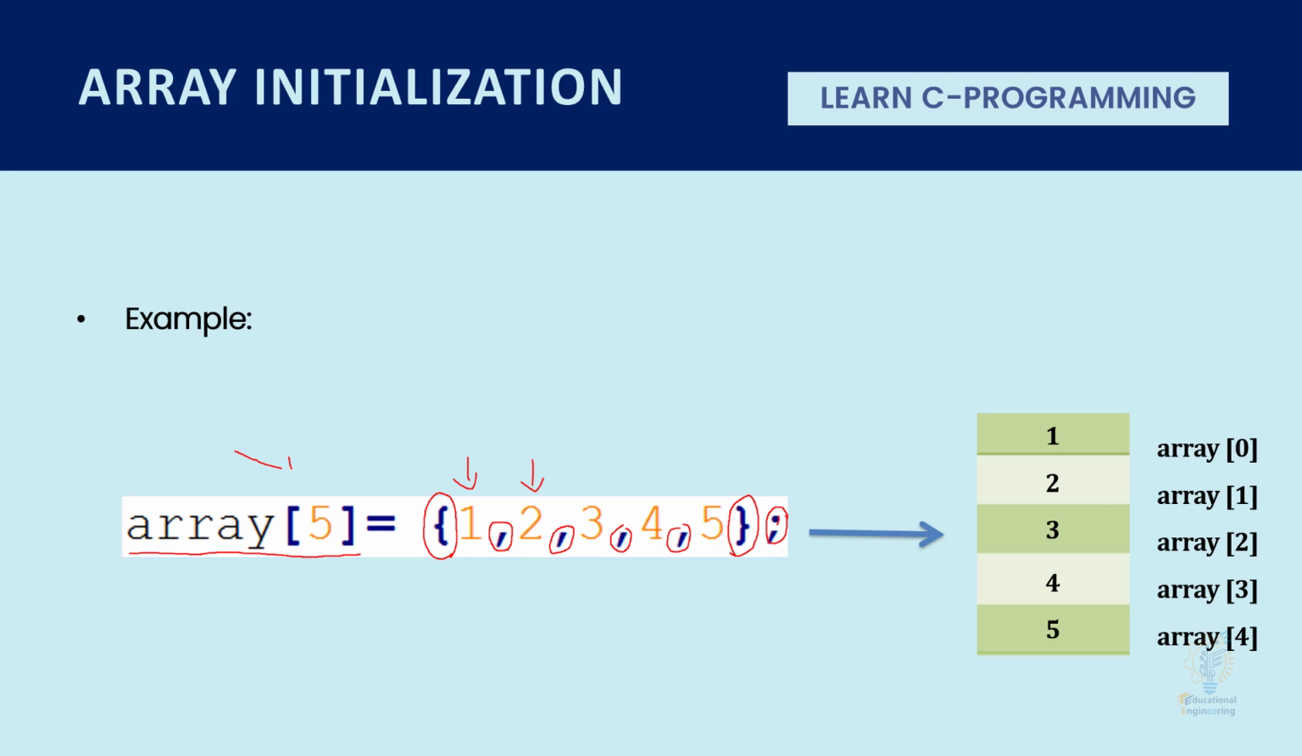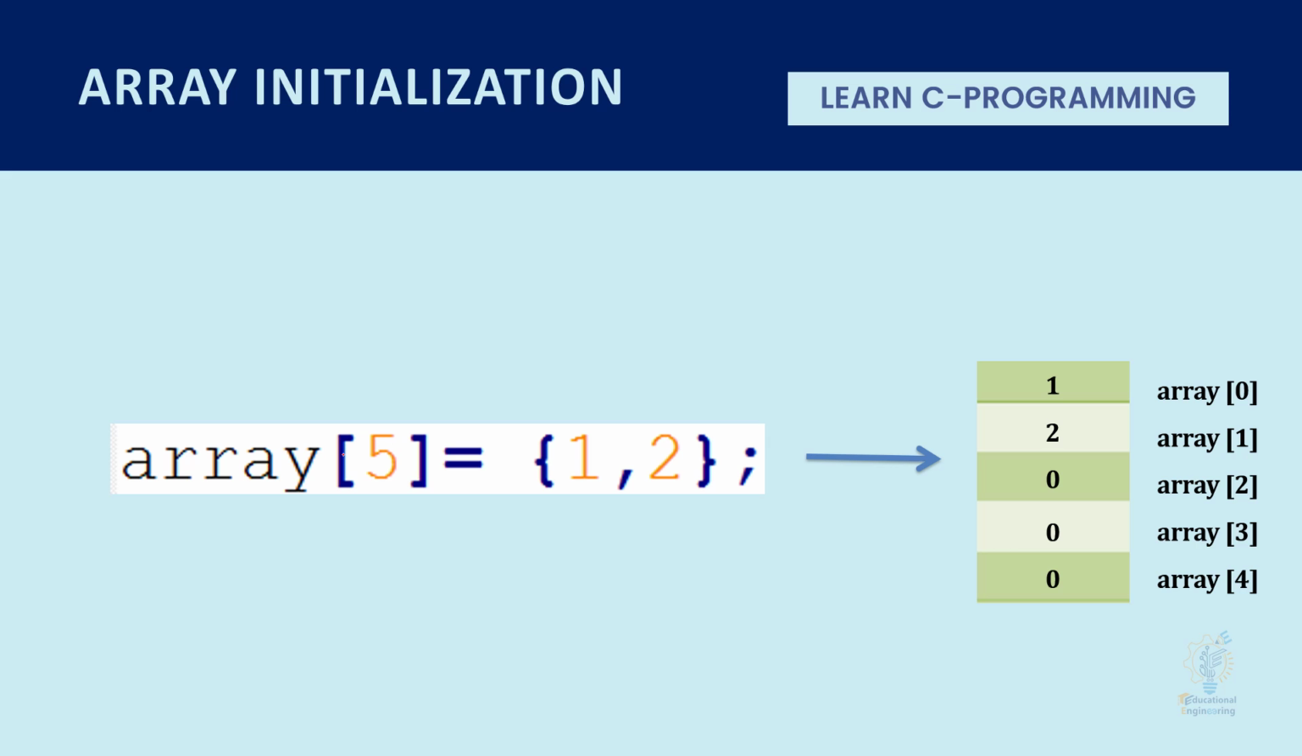Now when you do this, it will create this thing inside our memory. It will create array 0, give it a value of 1. Array 1, give it a value of 2. Array 2, give it a value of 3. Array 3, give it a value of 4. Array 4, give it a value of 5. And this is basically these values. As we already mentioned, we start with 0, 1, 2, 3, and 4. And this is how easy it is to initialize an array during the definition.